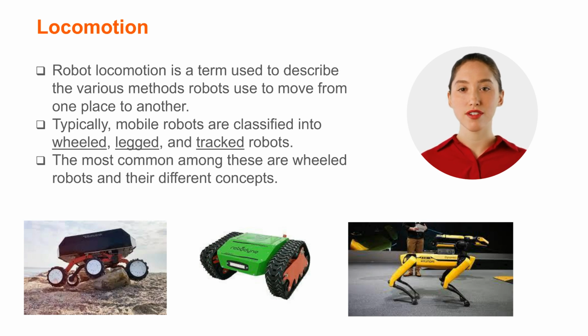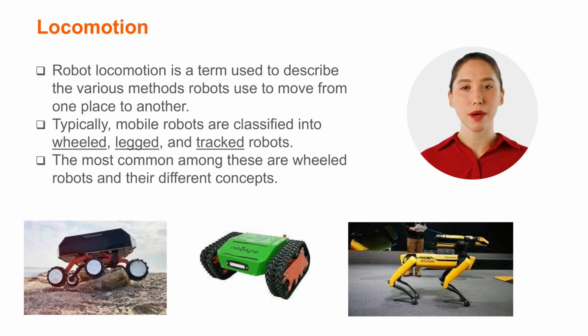Robot locomotion refers to the methods robots use to move from one place to another. It defines how a robot interacts with its environment. There are three main categories of mobile robots. Wheeled robots, the most common due to their efficiency. Legged robots, inspired by nature, capable of handling complex terrain. Tracked robots, used for difficult terrains, such as in military or rescue operations.